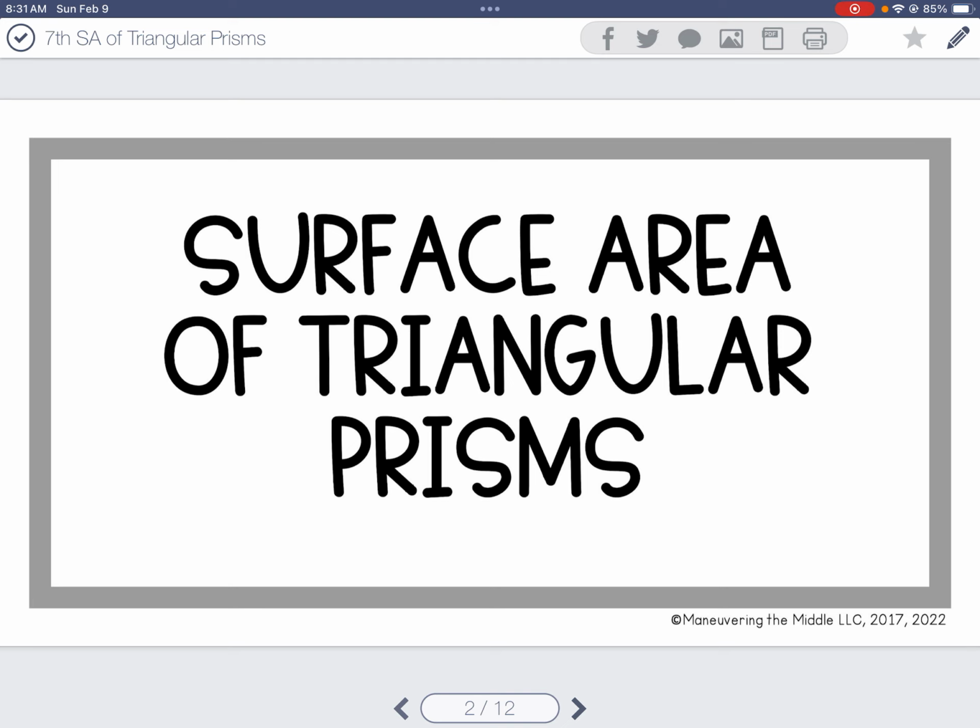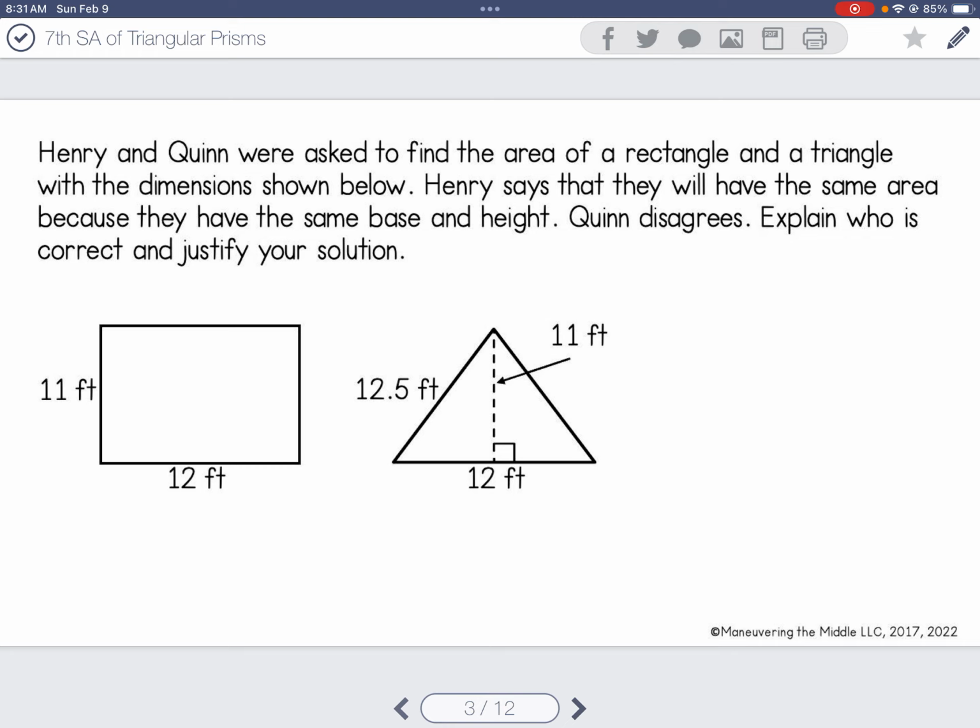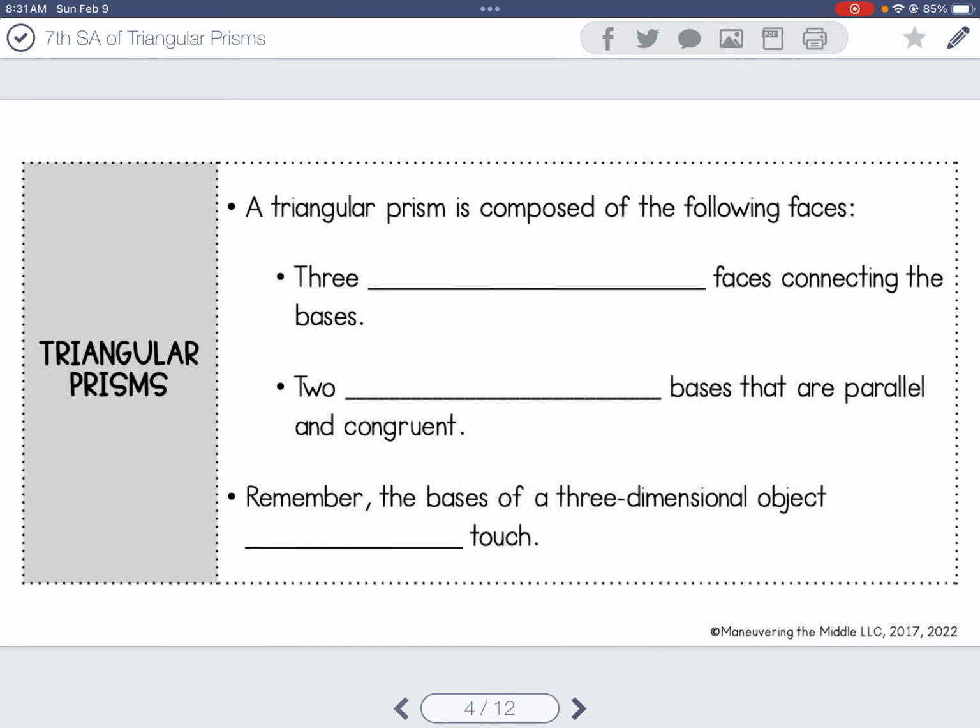I will do my best not to make it as long as yesterday, but yesterday was an introduction, so I wanted to make sure that I really spent some good time on the introduction. Again, this is a 7th and 8th grade lesson. So in 7th grade, I'm going to focus more on the nets, and then on the 8th grade lesson, I'm going to focus more on the formula.